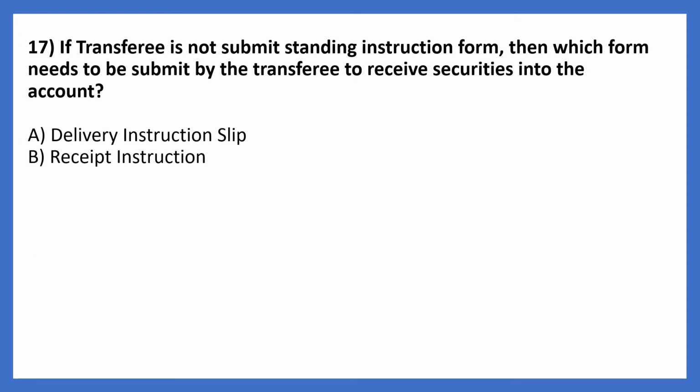If the transferee has not submitted the standing instruction form, then which form needs to be submitted by the transferee to receive securities into the account? Option A, delivery instruction slip. And option B, receipt instruction. The correct answer is option B, receipt instruction.